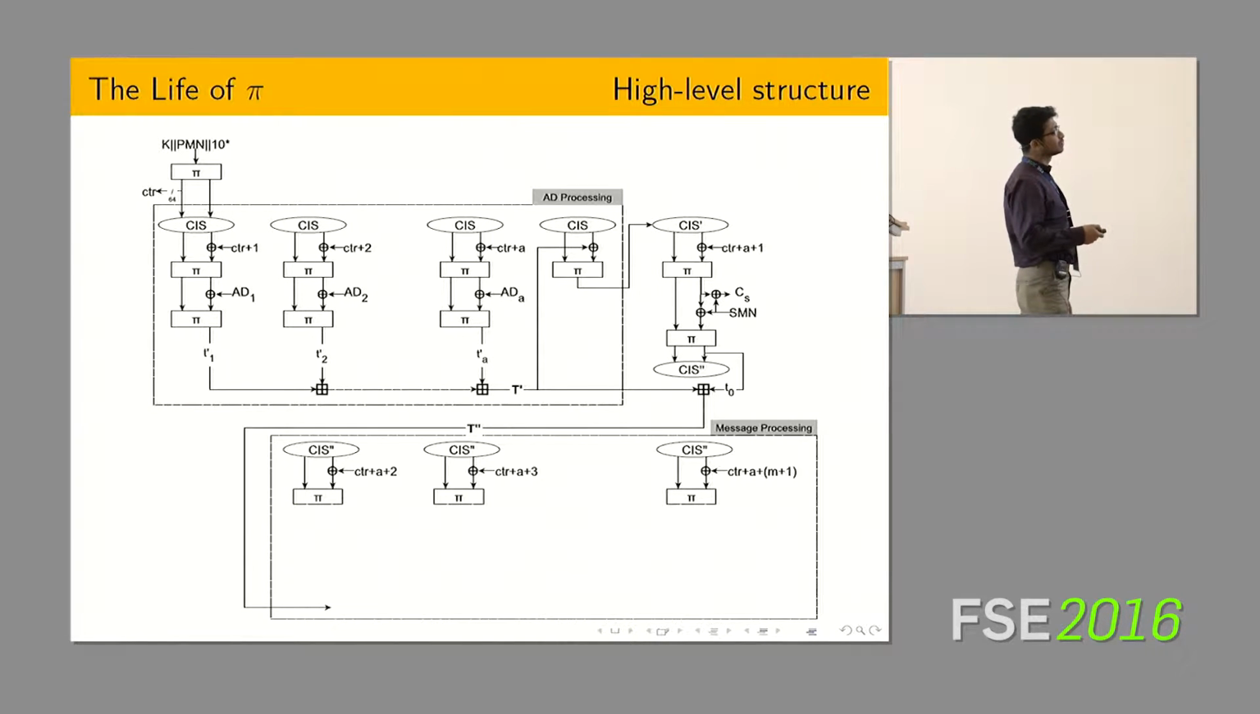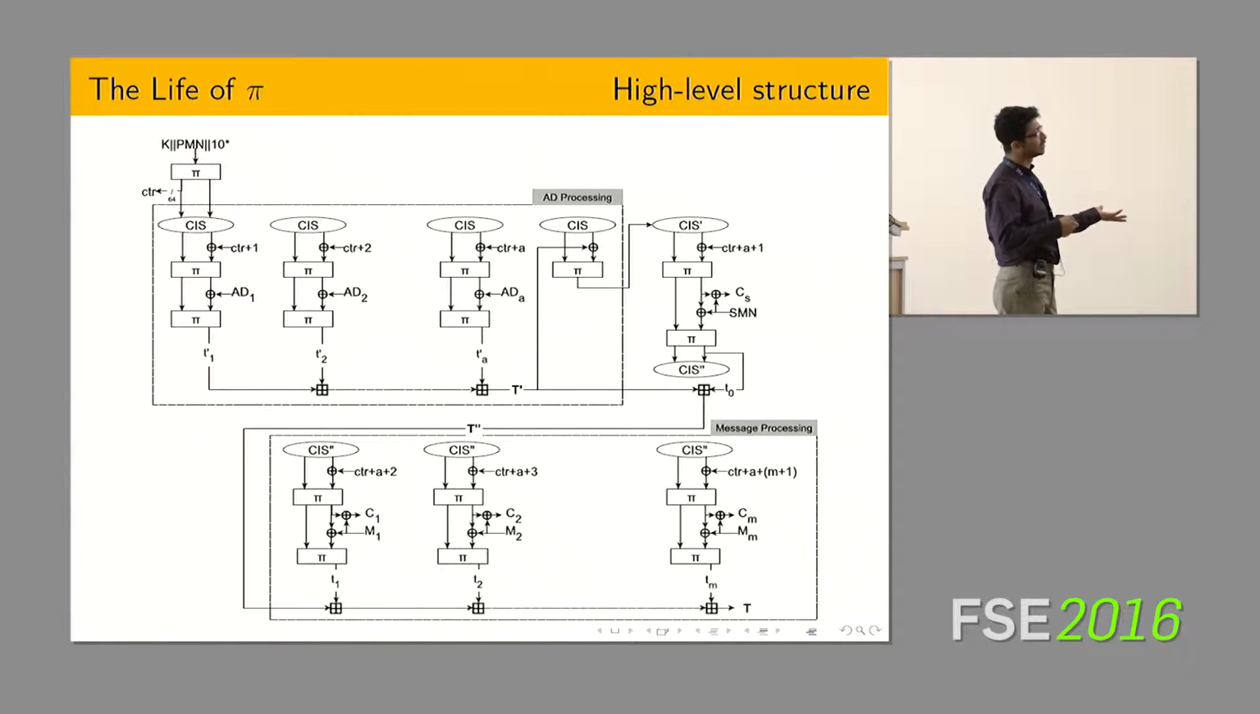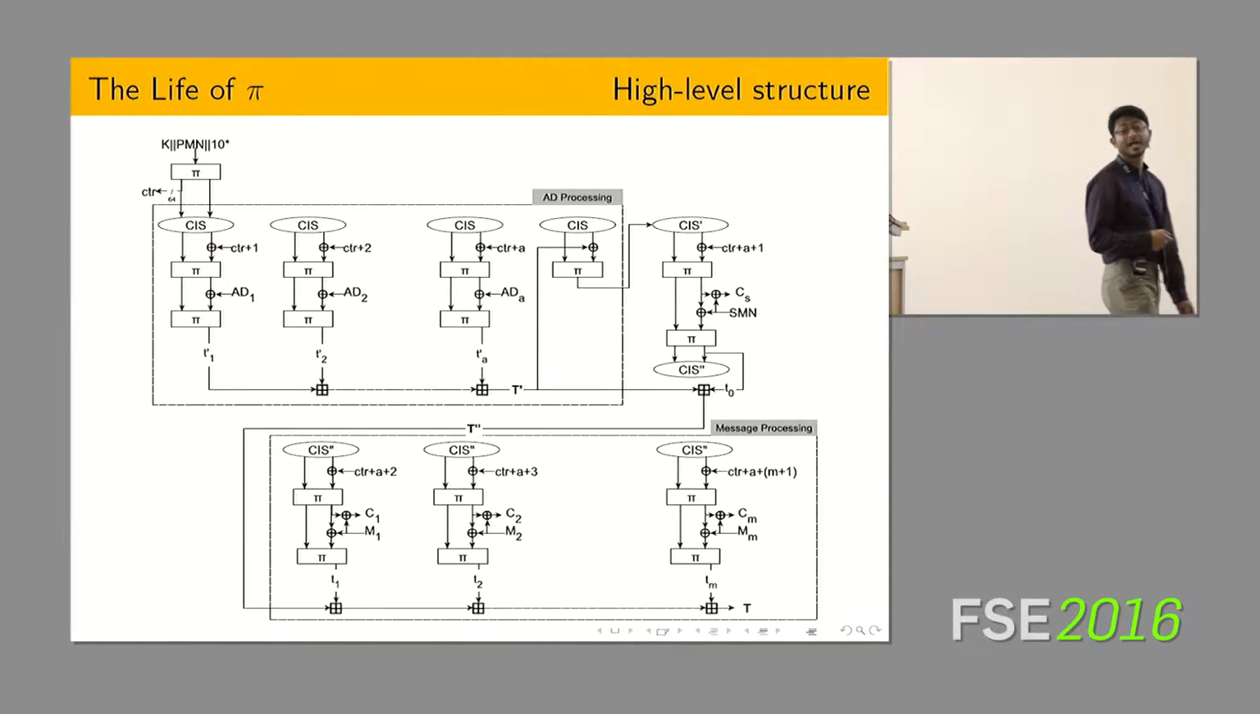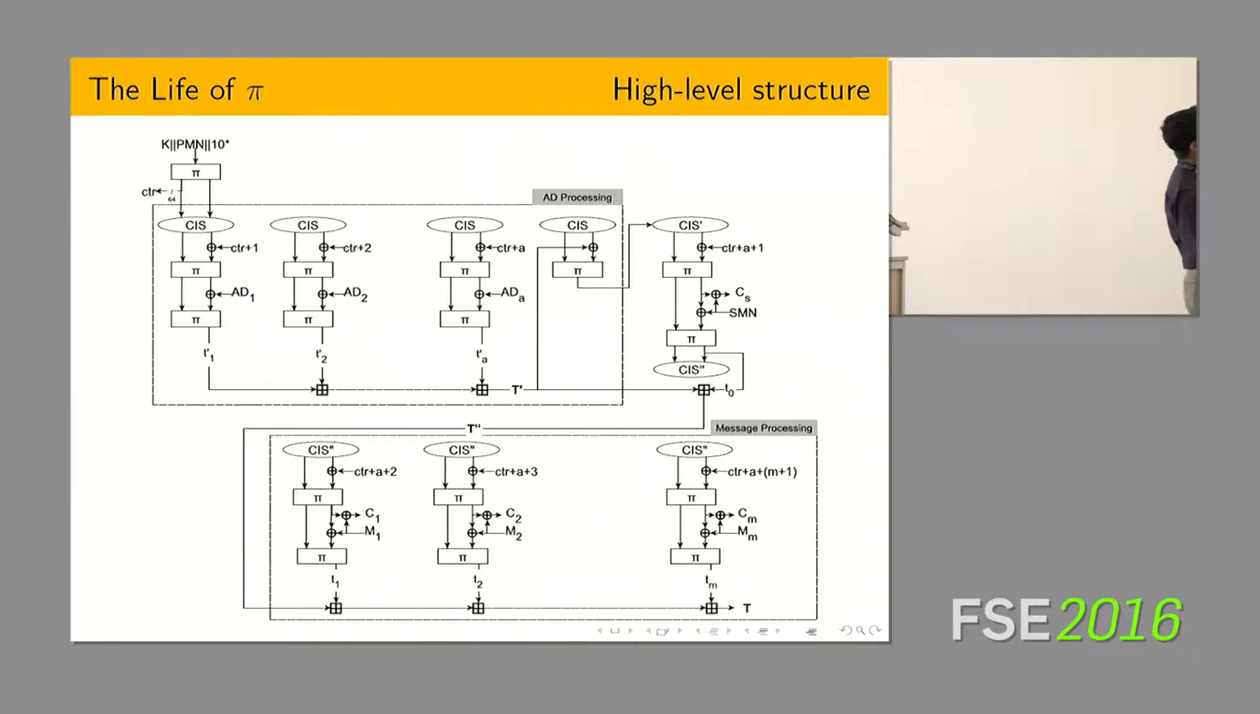Finally, we have the message processing phase, from which we have the CIS double prime, the common internal state for the message processing part. This part is very similar to the previous one, and we again have the triplex component for message processing. It absorbs the messages and gives the ciphertext output, and the tag is computed in a similar way, taking the tag from the associated data phase, finally giving this tag and the ciphertext as output. So this is the high-level structure.